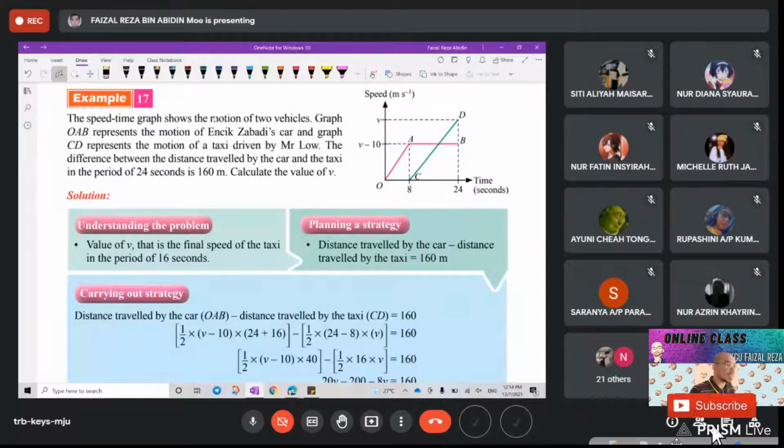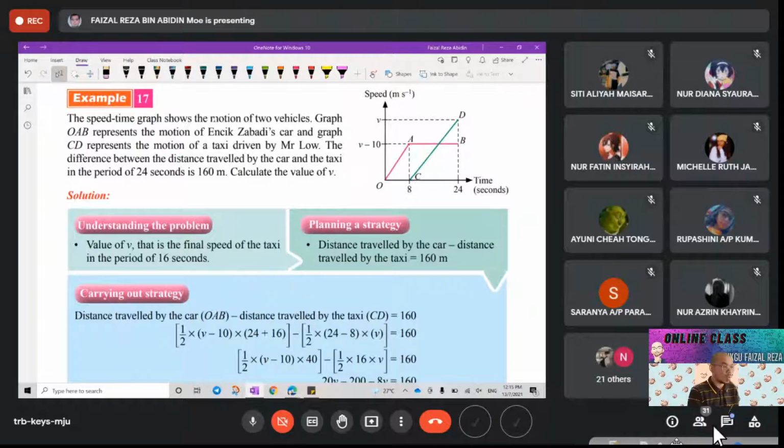Example 17. The speed-time graph shows the motion of two vehicles. We have graph OAB, the pink one, representing the motion of Encik Zabadi's car, and graph CD, the green one, the motion of a taxi driven by Mr. Low. The difference between the distance traveled by the car and the taxi in the period of 24 seconds is 160 meters. The distance traveled is the area under the graph. Calculate the value of V.